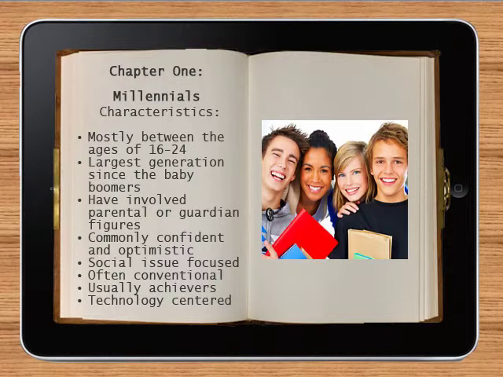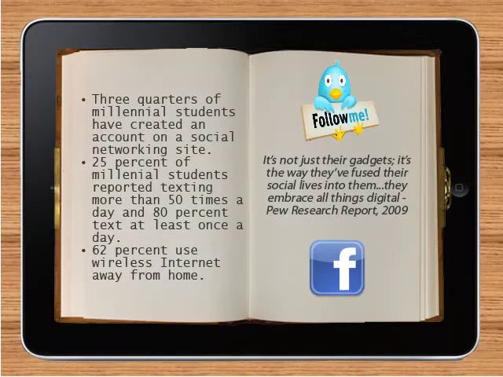They're commonly very confident and optimistic about their future and their life situation. They are social issue focused, social justice focused. They're often conventional. They're usually achievers, and most importantly, they are technology centered. This generation has been raised with technology. Technology is ingrained in them. They use technology all of the time, so they're very technology centered.